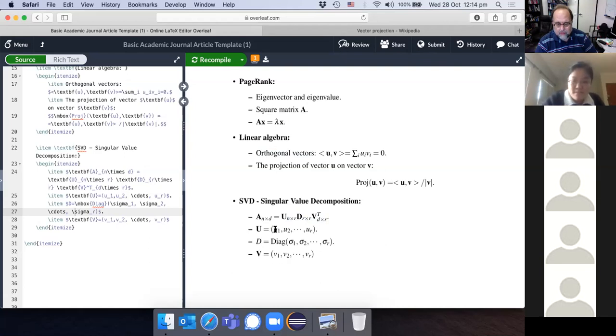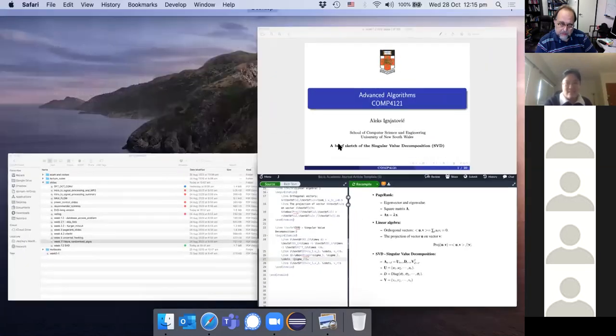The vectors in matrix U are called the left singular vectors, u1, u2 till ur. The vectors in V are called the right singular vectors, from v1 to vr. And matrix D is a diagonal matrix consisting of the singular values. So these would be the decomposition result of an arbitrary matrix A. Now let's move on to the slides for SVD.